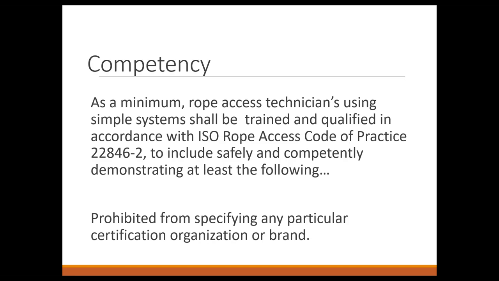And then finally, there's some stuff about competency. There's a lot actually in the rope access and the Z459 standard about competency. As a minimum, a rope access technician using simple systems has to be trained and qualified in accordance with the ISO rope access code of practice, which we use as a baseline. The reason we did that is because we weren't allowed to use the SPRAT or IRATA or anybody else's industry specific brand. We couldn't really say you have to be SPRAT certified or IRATA certified or SRAA certified. That's something that ANSI doesn't allow any more than they allow me to say that you have to use PMI rope. So instead we built the outline and said, you have to have these baseline capabilities.